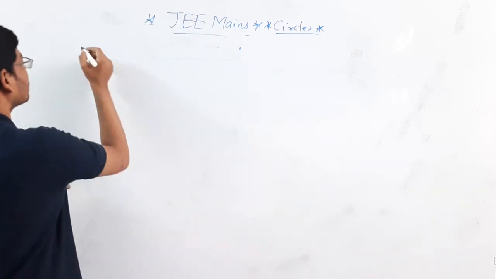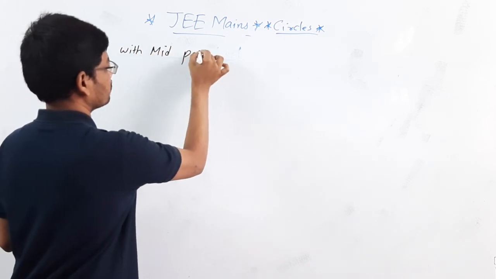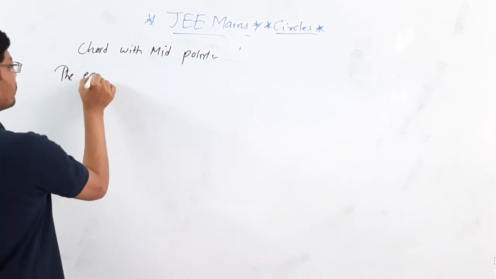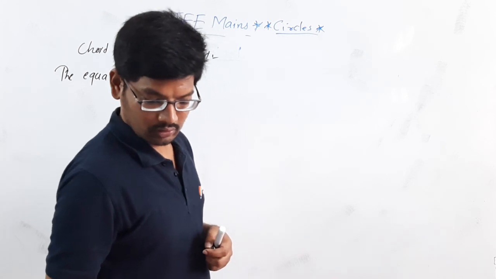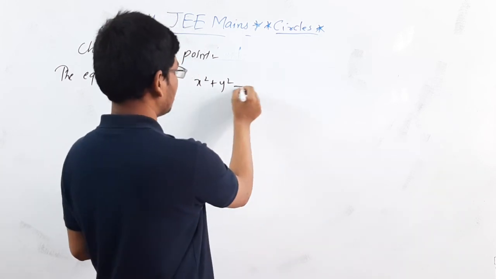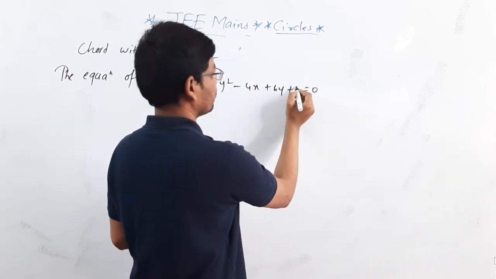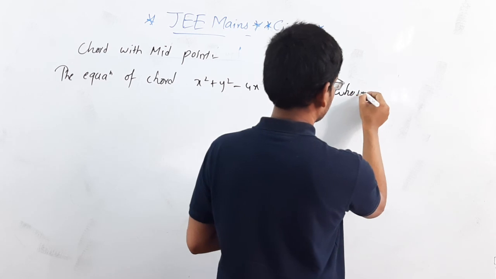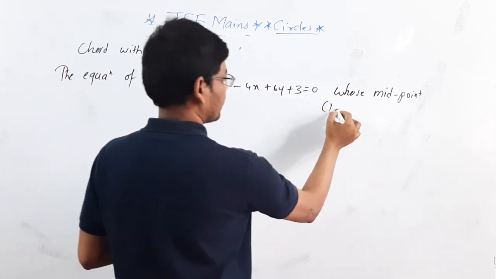Chord with midpoint. The question is: find the equation of a chord of the circle x square plus y square minus 4x plus 6y plus 3 is equal to 0, whose midpoint is 1 comma minus 2.